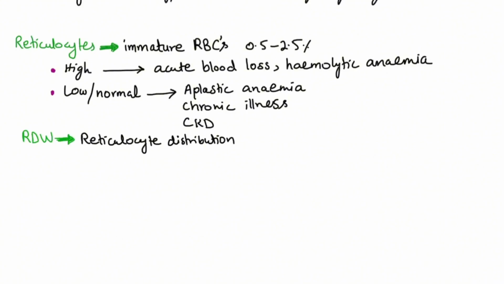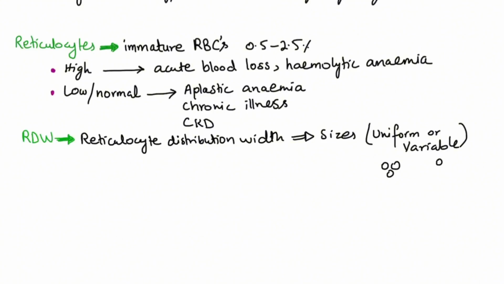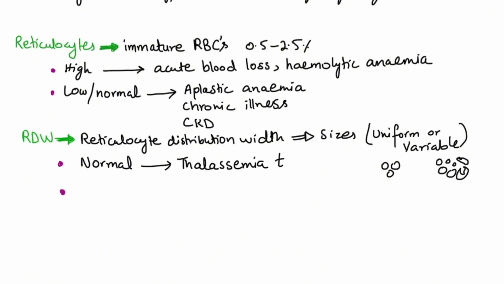Now, let's talk about RDW, which is red cell distribution width, which will tell us about the sizes of different cells, whether they are uniform or variable. In the report, it could be high or it could be normal. With a normal RDW, we can suspect thalassemia trait, or we can see this kind of picture in the initial phase of any acute blood loss as well.